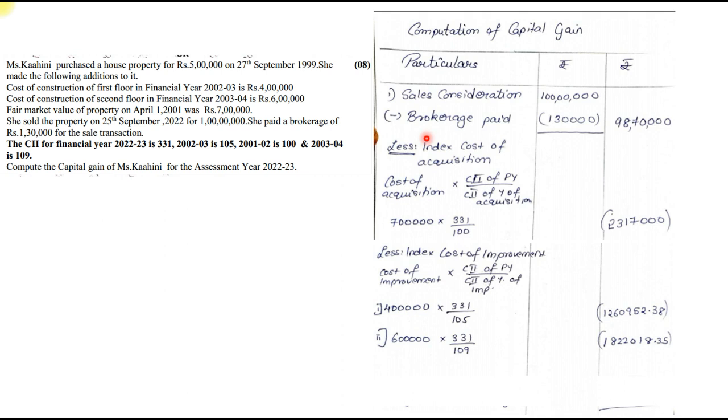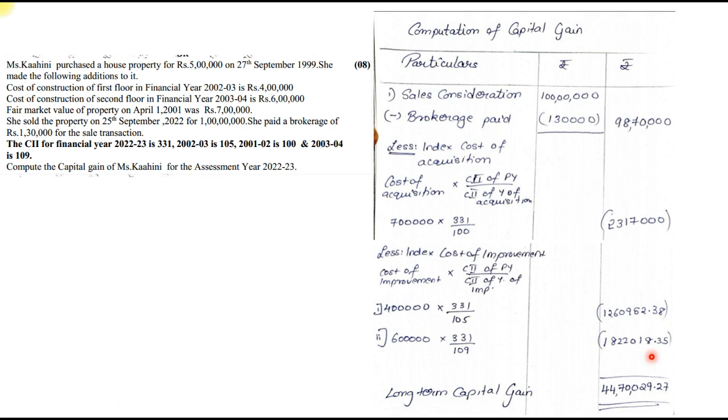So our long-term capital gain value will be 98,70,000 minus 23,17,000 minus 12,60,952.38 minus 1,822,018.35, and we'll get a long-term capital gain as 44,70,029.27.